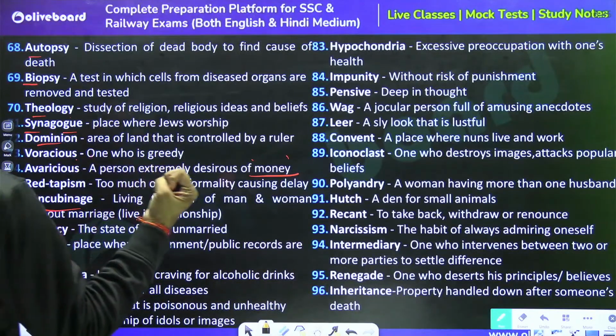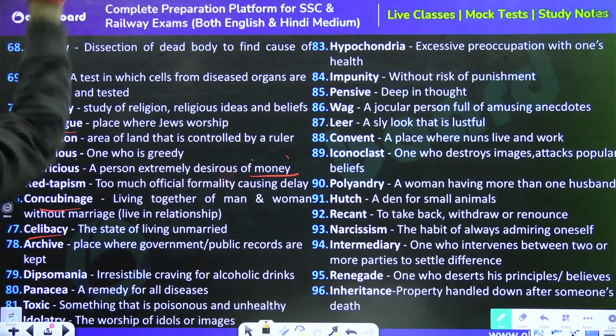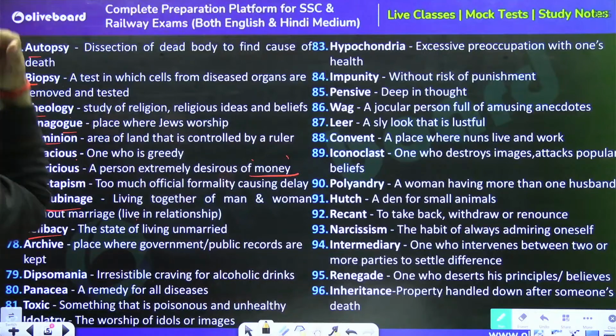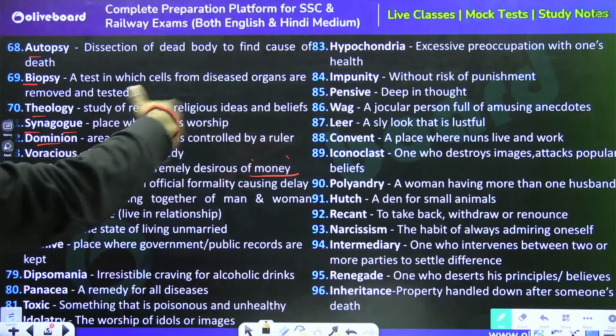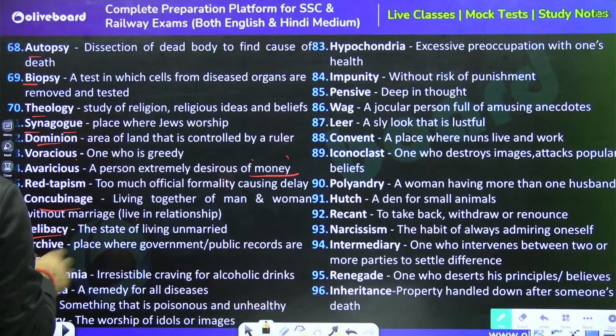Archives, you have in your email, Gmail, WhatsApp also. Archives used to be the things that one no longer uses, and we put them aside generally. So officially, the place where government documents are kept, public records are kept, which are no longer needed on a daily basis. They are kept over there safely, archives. Dipsomania, the one who can't help drinking. He has to drink, he will drink for sure. Dipsomania, the craving for alcoholic drinks.